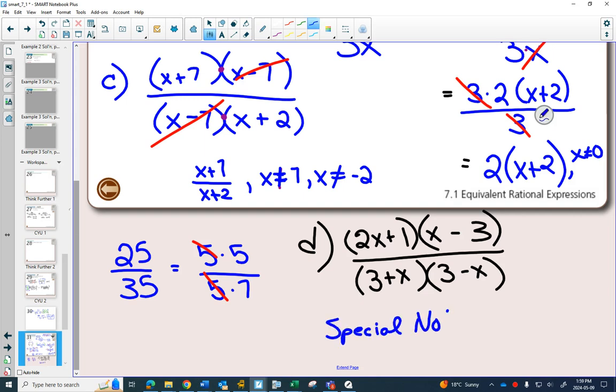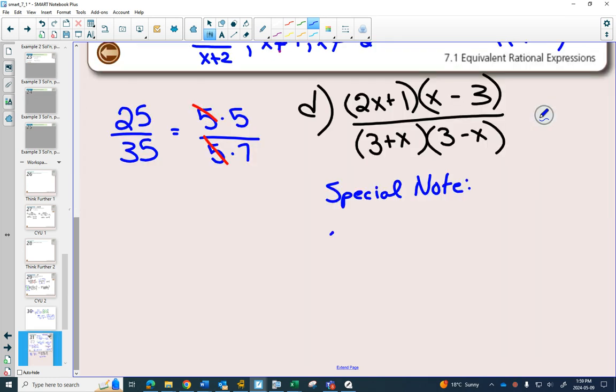Special note. Did you know that 3 minus x, if you take out a negative 1, if I take out a negative 1, do you see that the 3 would become negative? And if I take a negative 1 out of a negative x, the x would become positive. So factoring out a negative would make the 3 negative, the x positive.